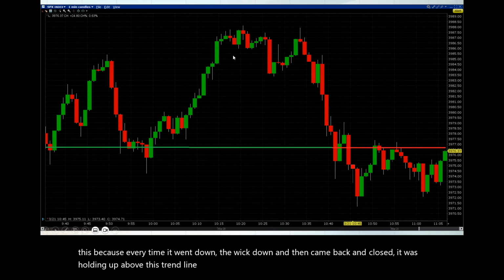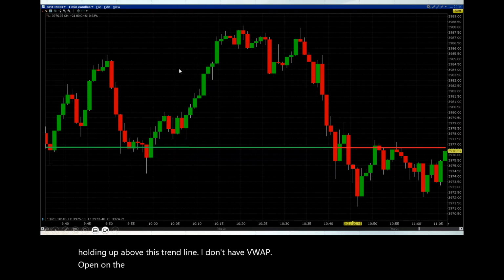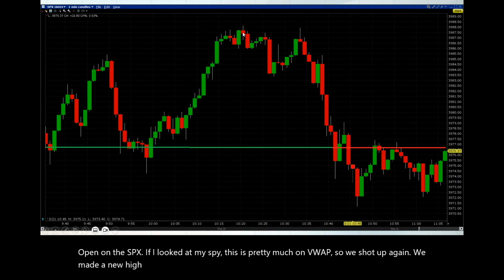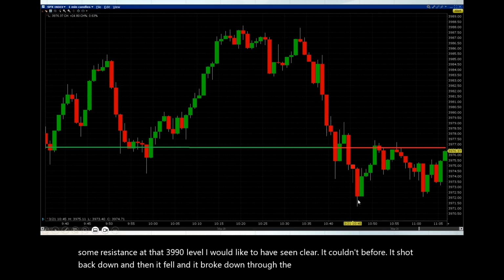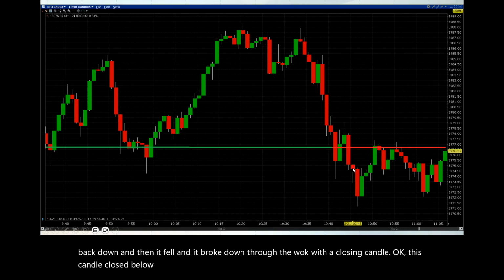I don't have VWAP open on the SPX. If I looked at my SPY, this is pretty much on VWAP. So we shot up again. We made a new high, and a lot of people are feeling pretty good about that, but there was still some resistance at that 39.90 level I would like to have seen cleared. It couldn't before it shot back down, and then it fell and broke down through VWAP with a closing candle, okay? This candle closed below, this candle closed below.